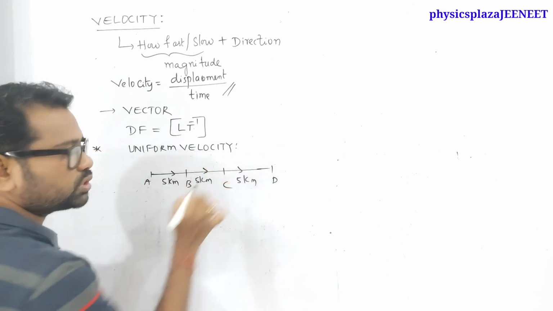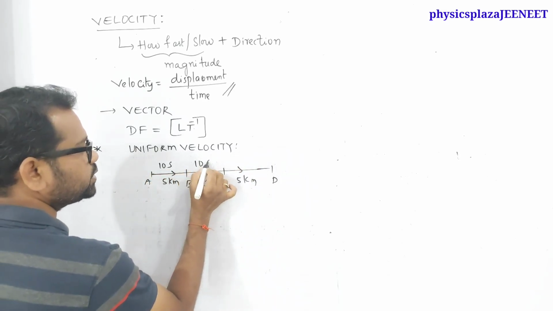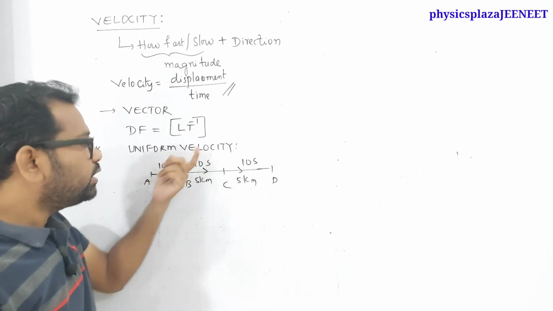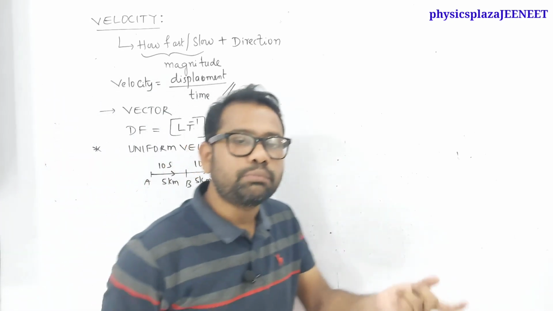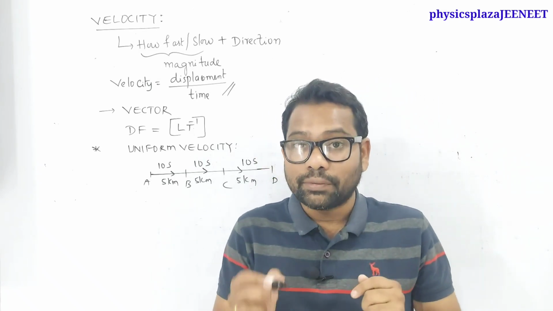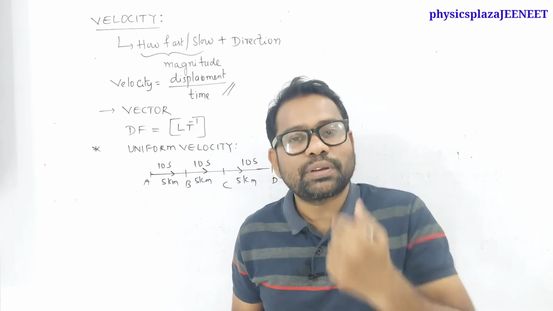Uniform velocity or uniform motion we can say, children. So it is covering 5 kilometers in 10 seconds, 5 kilometers in 10 seconds, 5 kilometers in 10 seconds. So equal displacements in equal intervals of time. Then we can say that the body is moving with a uniform velocity. It is also called uniform motion. It is covering equal displacements. When I say displacement, in a particular direction, because displacement is a vector quantity.